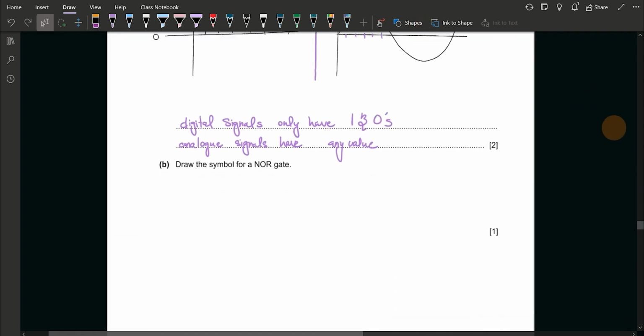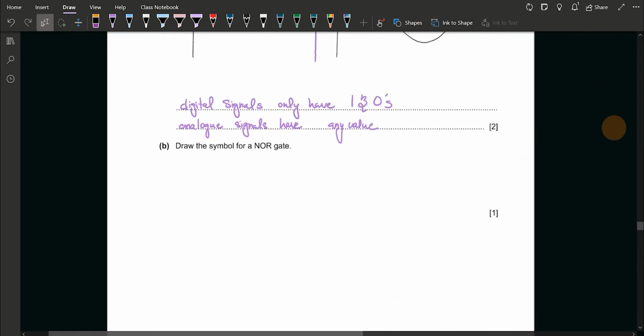Part B says draw the symbol for NOR gate. And as you know, a NOR gate is NOT OR, and it's going to be like this, 2 inputs and a normal OR gate. And then for NOT, we're just going to draw a circle here, and then we're going to give the output. And we get 1 mark for this.